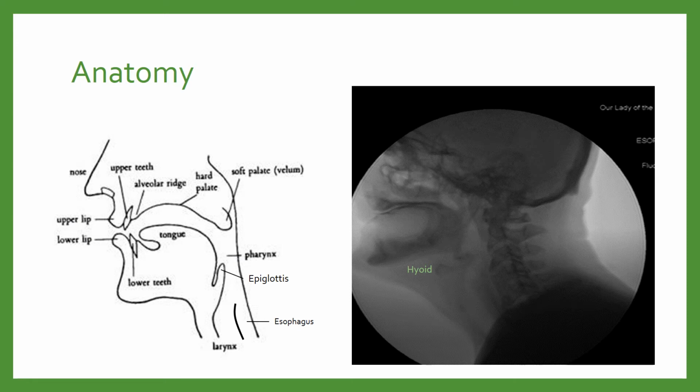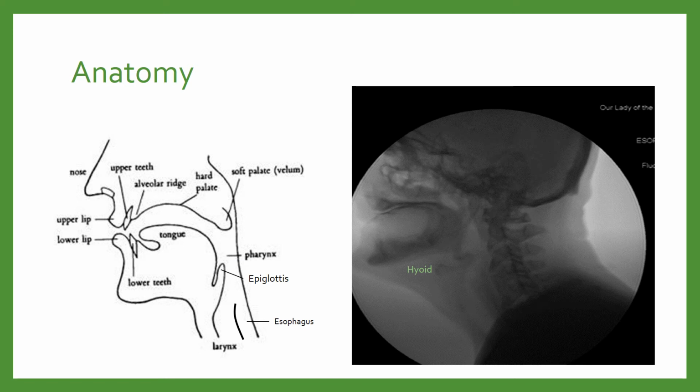So the tongue is going to move around from side to side to push the food onto the chewing surface of the teeth. And then it also moves from the front to the back to move the food into the pharynx. In the pharynx we have the epiglottis, which is part of the larynx.